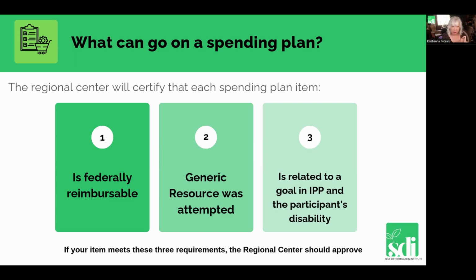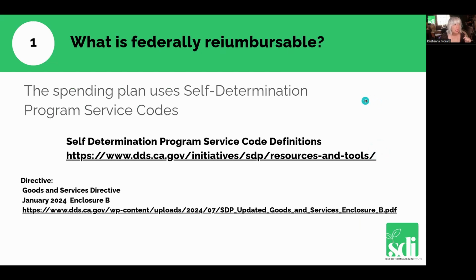The item has to be federally reimbursable, a generic resource was attempted, and it's related to a goal in your IPP and the person's disability. If it meets those three requirements, they should not be micromanaging. Those are really the ones that are in the law saying these are the ones. If it meets these requirements, it should be okay to be in your spending plan. So let's talk about what each of those means.